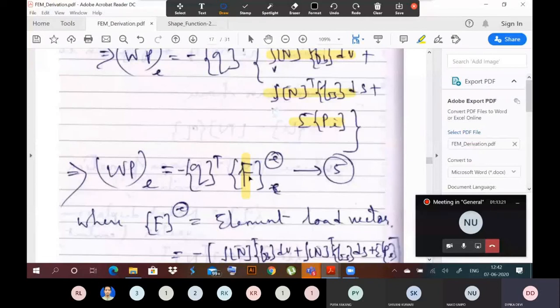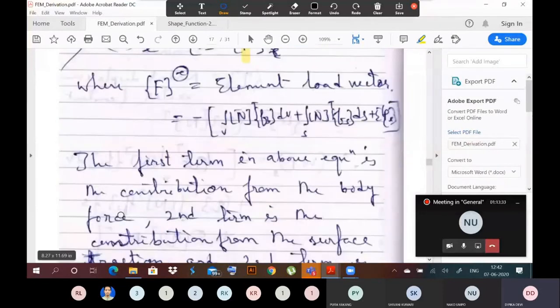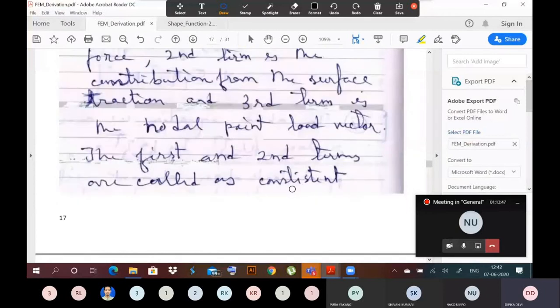Now, this is F^e I have written here. The first term in the above equation is the contribution from the body force. Second term is the contribution from the surface traction. And the third term is the contribution from the point load. So ultimately these will contribute to the element load vector. And the first and second terms are called the consistent load vector due to body force and surface traction respectively.